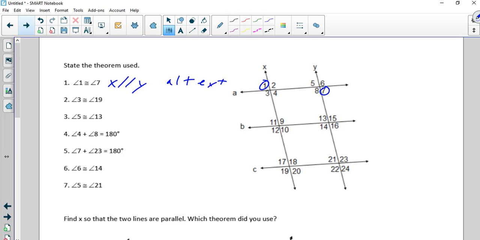Okay? 3 and 19. Here's 3, here's 19. Well, they're corresponding to each other. And since they're inside and outside of these two lines, that proves that A is parallel to C, and that's my corresponding.